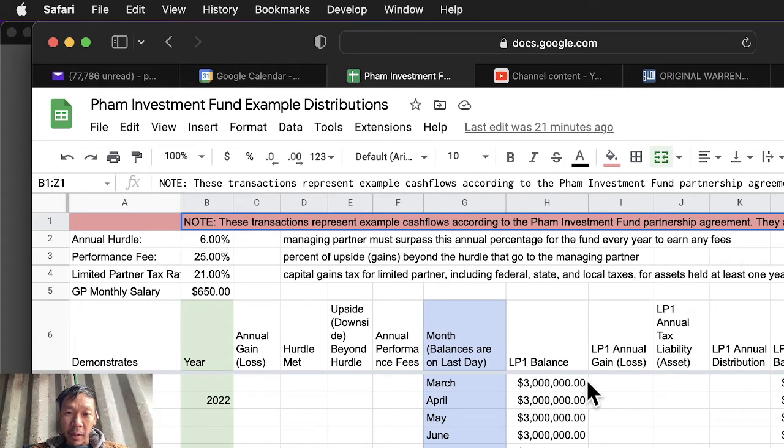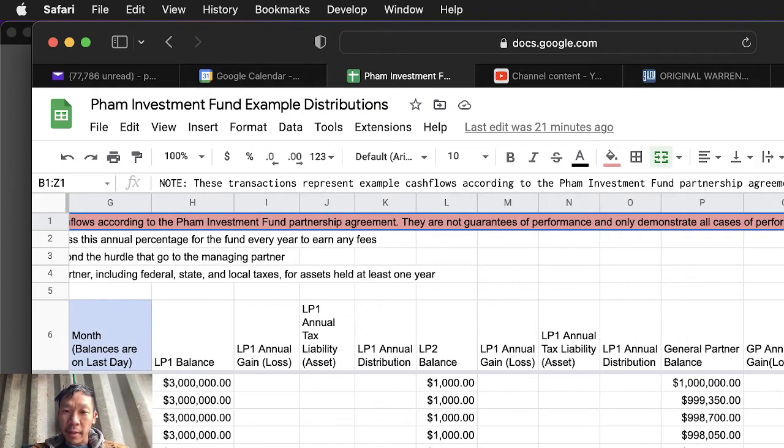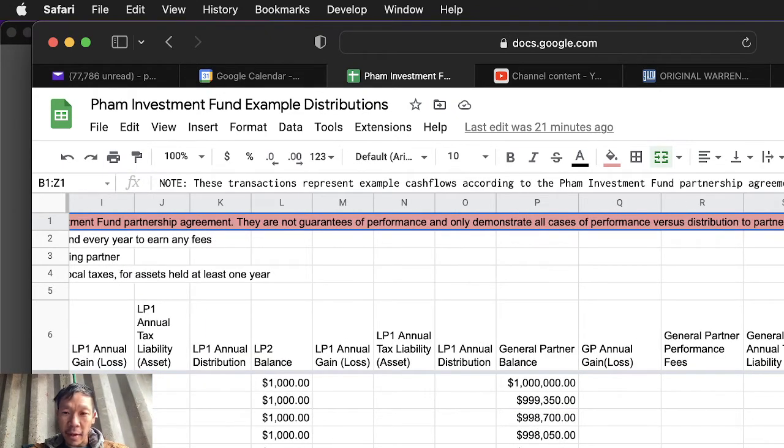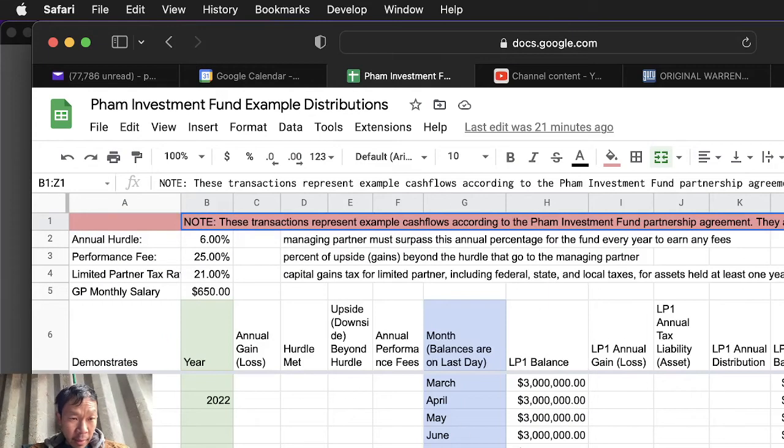Limited partner 1, LP1, deposits $3 million. Limited partner 2, LP2, deposits $1,000. And then the general partner, myself, deposits $1 million. So the total fund assets under management is $4,001,000 on the first day.